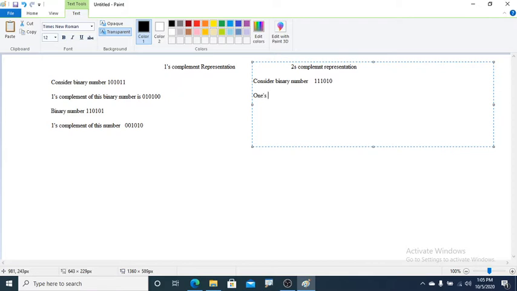One's complement of the binary number. So what is the one's complement of the binary number? 0 0 0 1 0 1. This is the one's complement of this binary number. Now, what is the two's complement of this binary number?